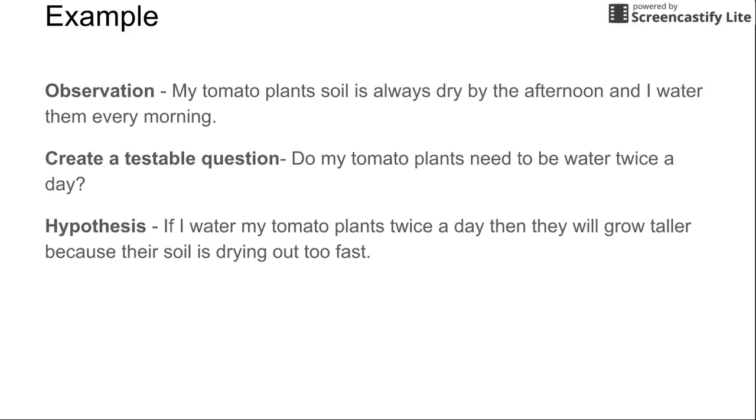So, for example, if my observation is my tomato plant soil is always dry by the afternoon and I water them every morning, my testable question might be, do my tomato plants need to be watered twice a day? I may then hypothesize that if I water my tomato plants twice a day, then they will grow taller because their soil is drying out too fast.